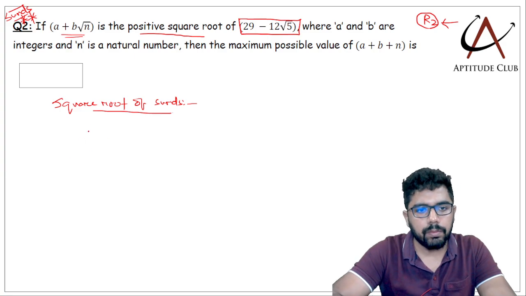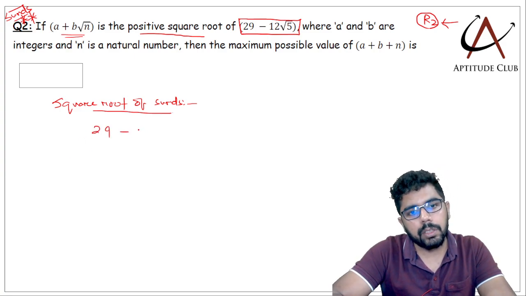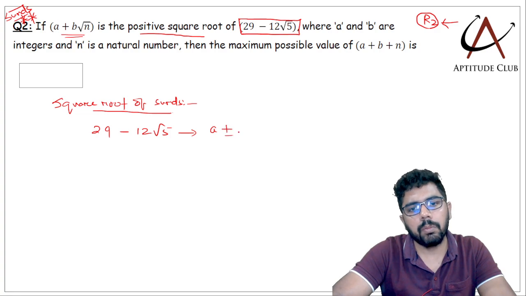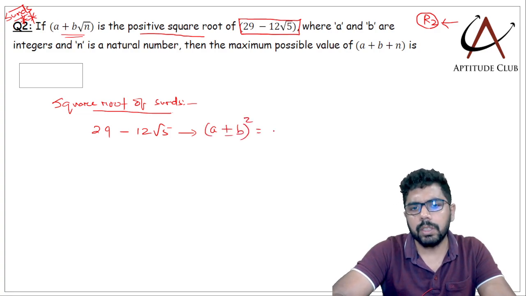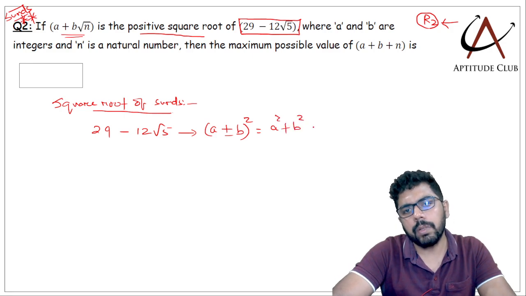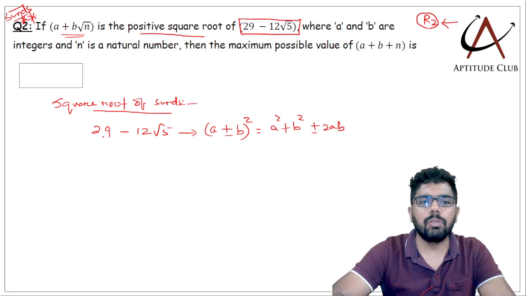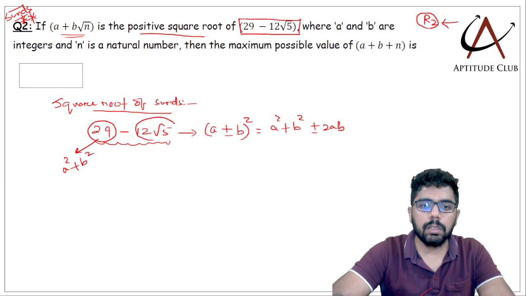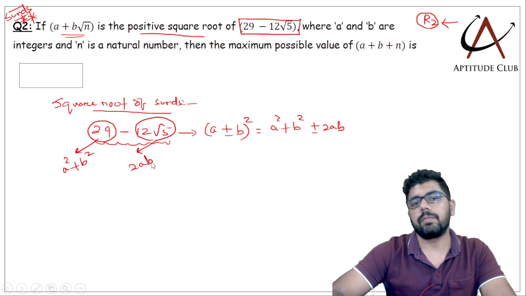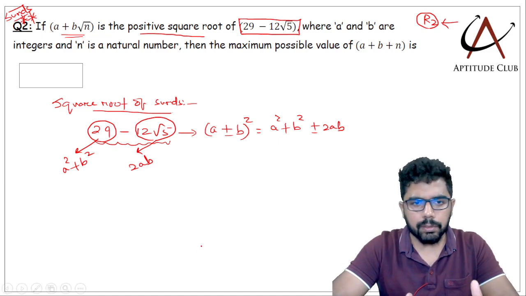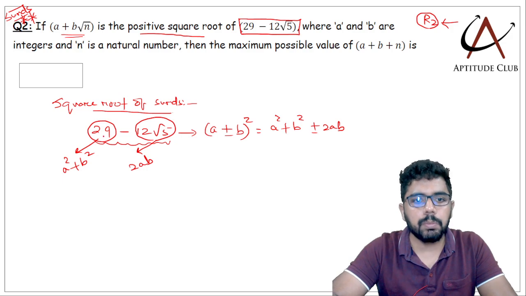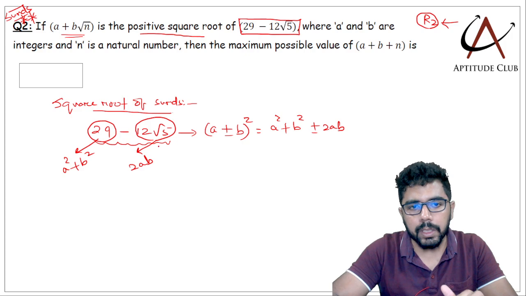29 minus 12 root 5. So whenever I have this 29 minus 12 root 5, I'll try and convert it into a plus or minus b whole square. Now this becomes a square plus b square plus or minus 2ab. Of course I'll go with a minus b whole square here, where the rational part corresponds to a square plus b square, and this third part should be my 2ab. Now it's pure hit and trial after this point. I'll try and see what can be a and b, so that a square plus b square becomes 29. I have to split this as 2ab.